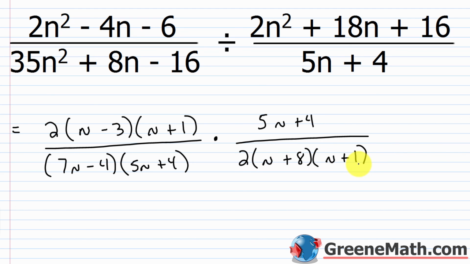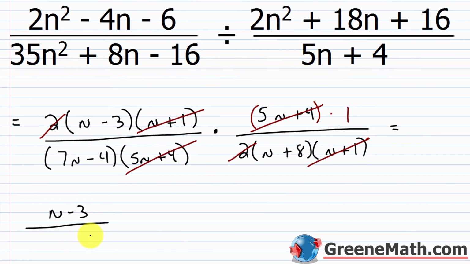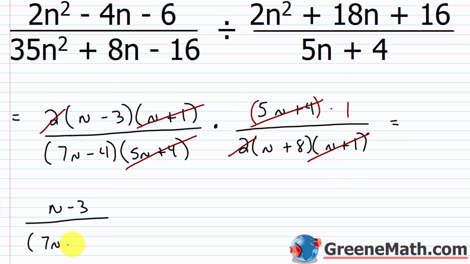Now, I've got this as factored as I can get it. All I want to do now is look to see what I can cancel. So I can cancel a common factor of n plus 1. I can cancel a common factor of 5n plus 4. Remember, I could write this as times 1. So this would cancel with this. And then I can cancel this 2 with this 2. And what I'm looking at, in my numerator, I'm going to have an n minus 3. In my denominator, I'll have this quantity 7n minus 4 times this quantity n plus 8.